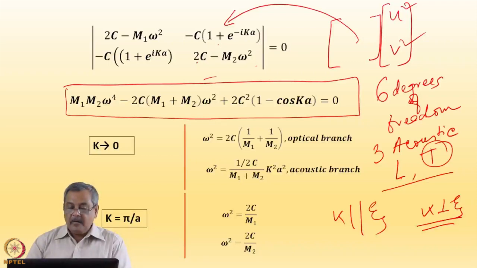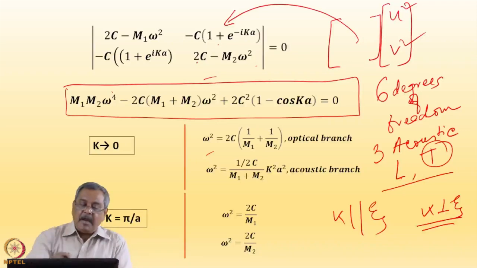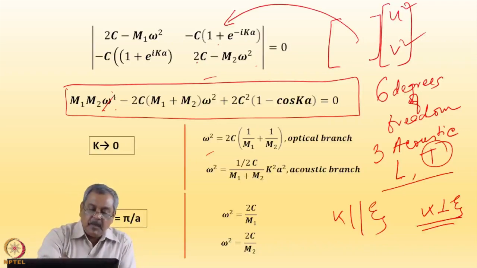One is when K goes to zero, let us discuss these solutions. Then ω² is equal to 2C(1/m1 + 1/m2), and the other solution, because it is an equation in ω⁴, I can put that equal to some α², where α equals ω².